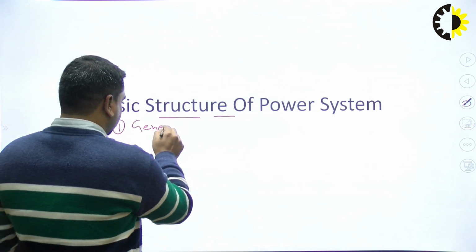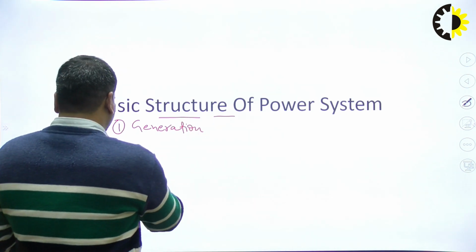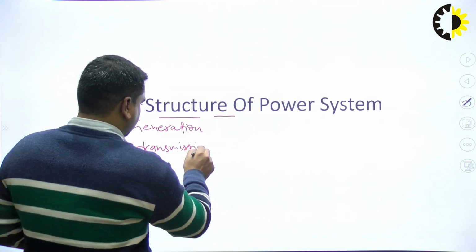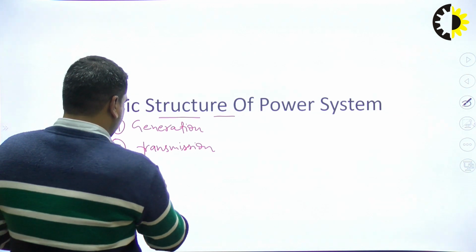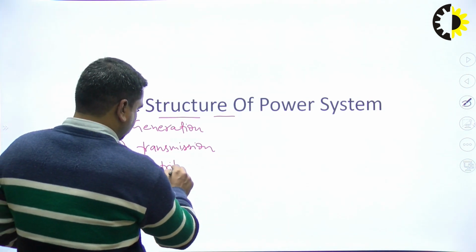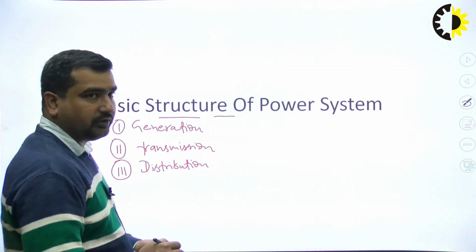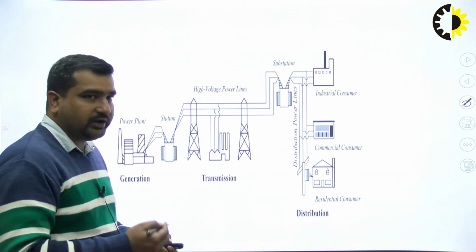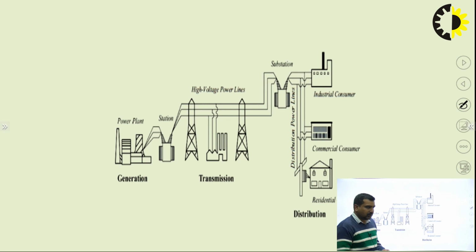First one is generation, second is transmission, and third one is distribution of electricity. Here we discuss in detail. So first we generate the electricity by using the hydropower plant, thermal plant, nuclear plant and some other plants. Then we need to transfer it to the load center where it can be consumed. So it is going through the transmission.